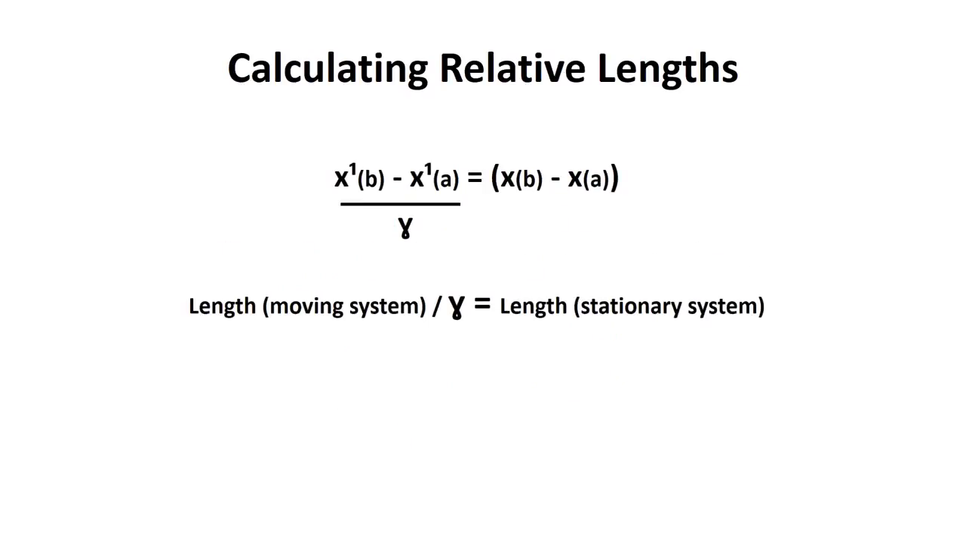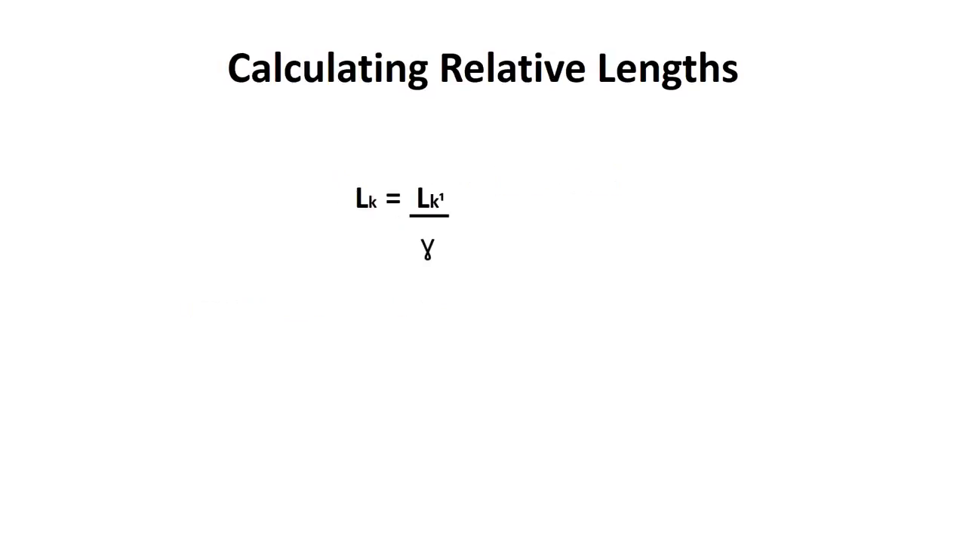In all cases, the length of the moving system divided by gamma equals the length of the stationary system. To customize this equation to match the thought experiments provided by Einstein, we can further generalize and say that the length relative to the embankment K is equal to the length relative to the train K1 divided by gamma.